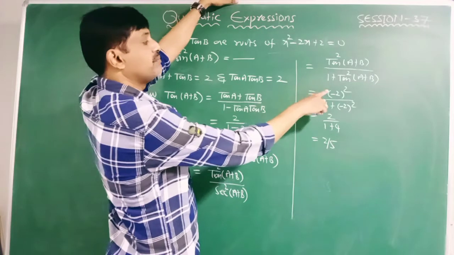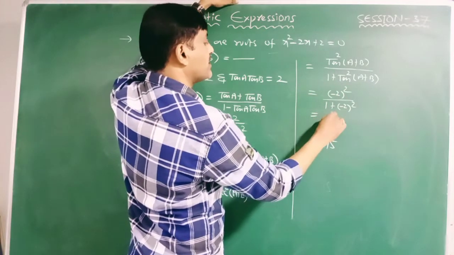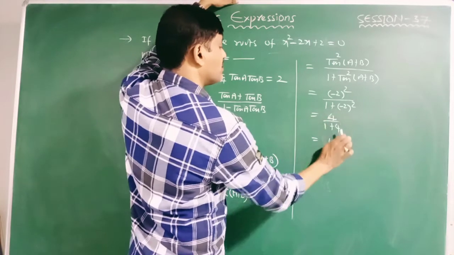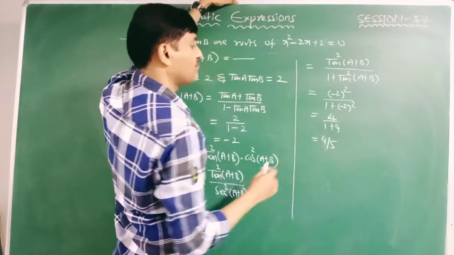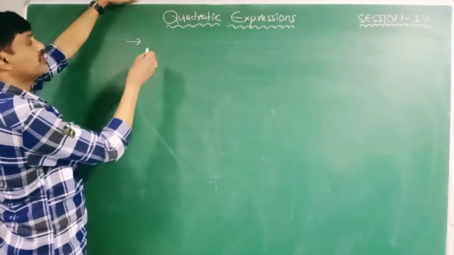Yes, here minus 2 square is actually 4. Now the answer is 4 by 5, 4 by 5. Yes, move on to the next question.